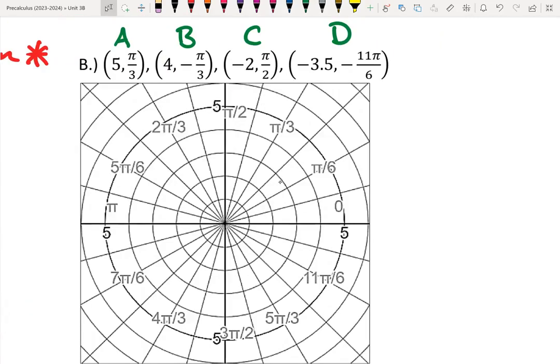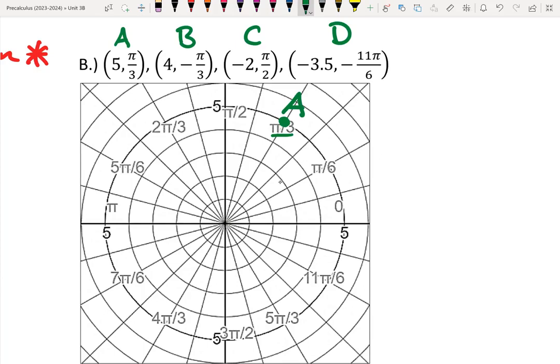Okay, Julia, how would I plot point A? Okay, so going to pi over 3, and then what's our distance out? 5. So I go 1, 2, 3, 4, and 5. So that is my point A. Okay, point B. Brandon, how would I plot point B?